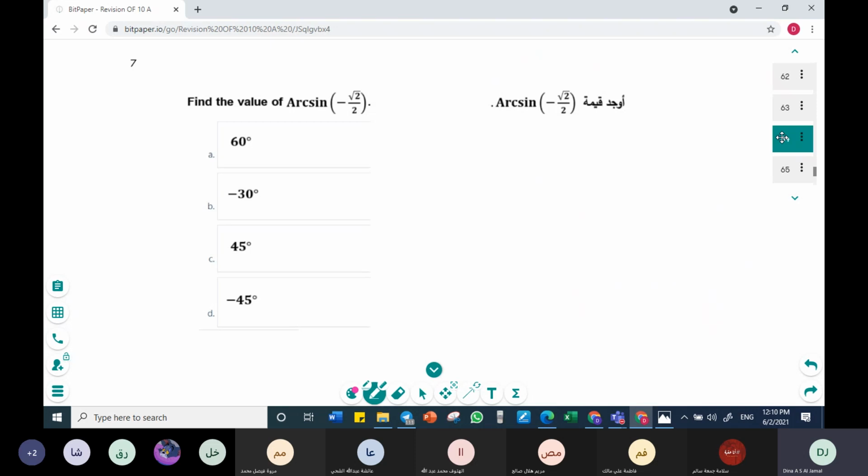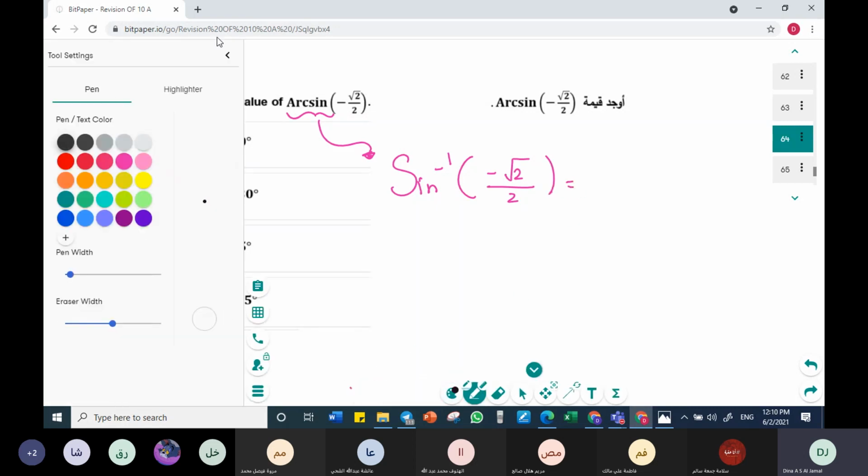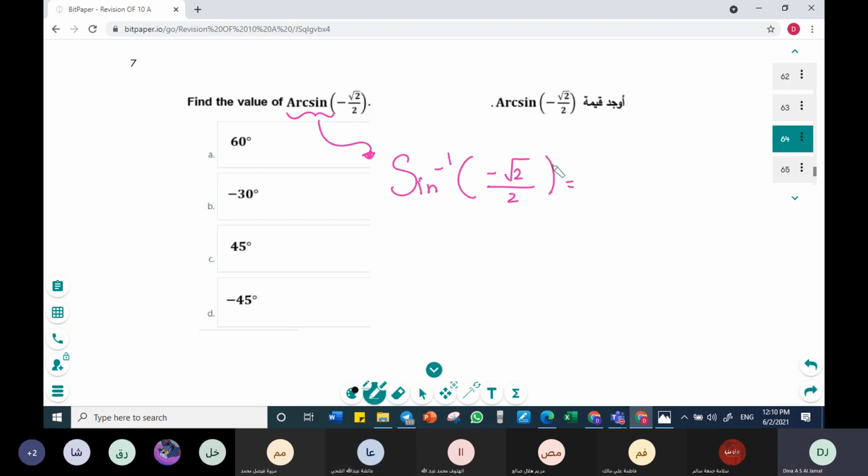Find the value of arc sine of minus square root of 2 over 2. Now let me ask you, what do I mean by arc sine? Inverse sine. Excellent. So it is sine inverse of minus square root of 2 over 2. Find it. Use your calculator and find it. Minus 45 degree.